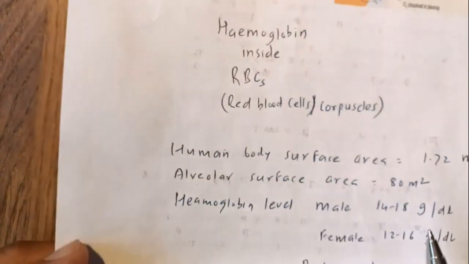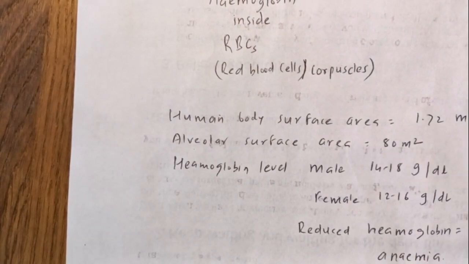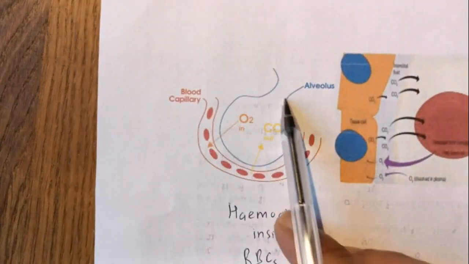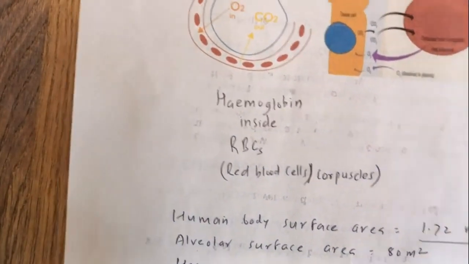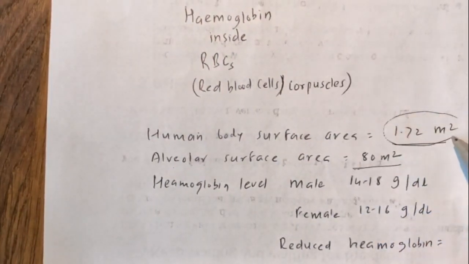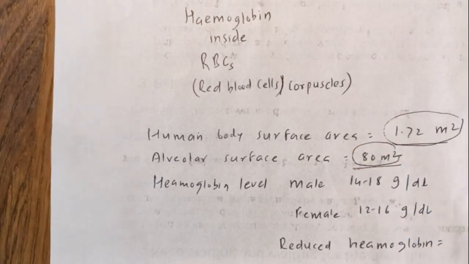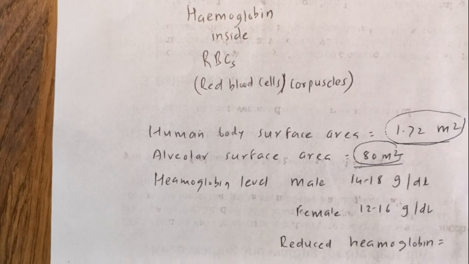Now, human body surface area is about 1.72 square meters. That's the average in adults. It may be less or more in different people, but that's the average body surface area. Now the alveolar surface area, if we spread all the alveoli on a flat surface, is roughly equal to 80 square meters. See, the whole body is 1.72, but the alveolar surface area is 80. It is so high in comparison to body surface area. That is why all the alveoli are squeezed together into a small organ called the lung.